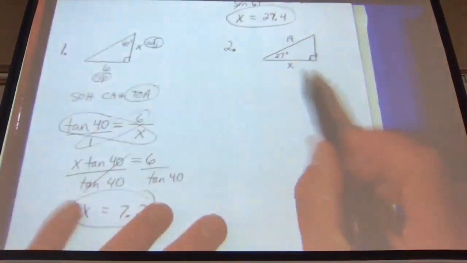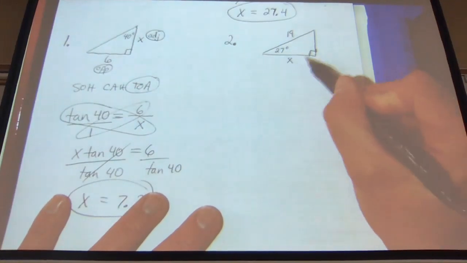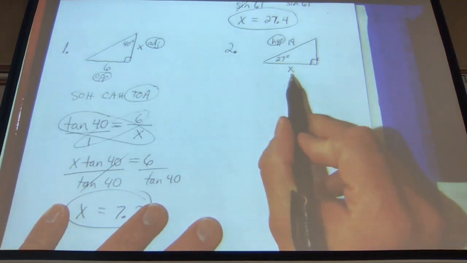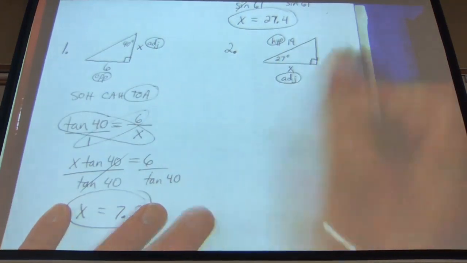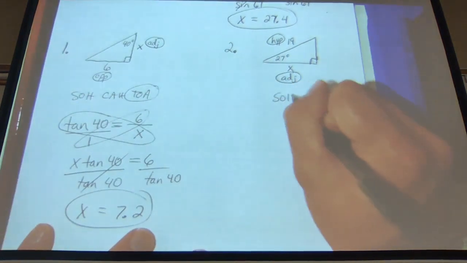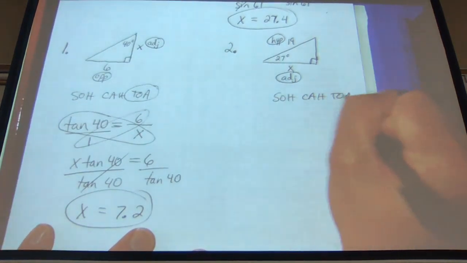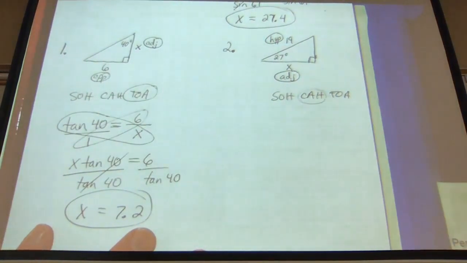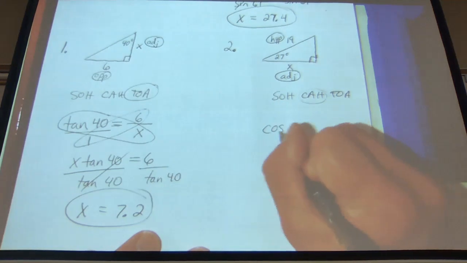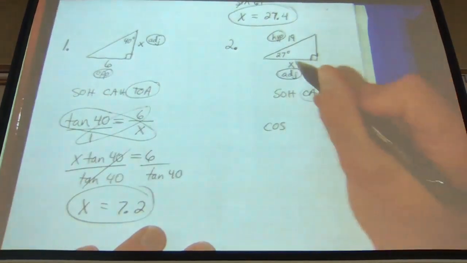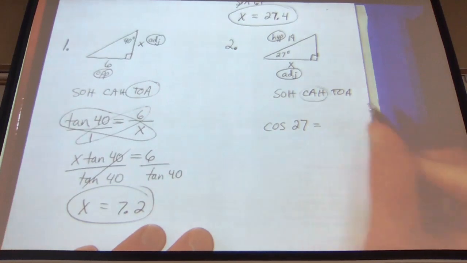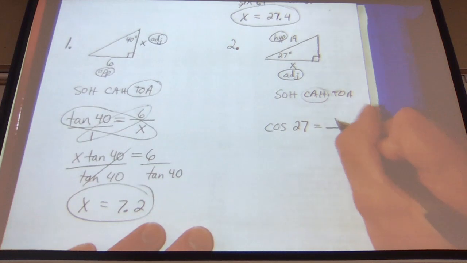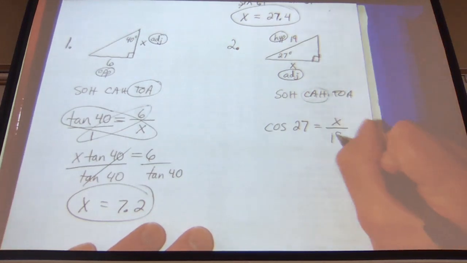Okay, let's try the other one. This one, you got a 27-degree angle. The 19 is across from the right angle, that's the hypotenuse. And the x is right next to the 27, that's the adjacent side. Go back to SOH CAH TOA. We want adjacent and hypotenuse. Adjacent and hypotenuse are used on the cosine. So here's our equation. Cosine, we abbreviate COS. 27 is the angle that goes behind the cosine. Your fraction for cosine is adjacent over hypotenuse. Adjacent side is x. Hypotenuse is 19.